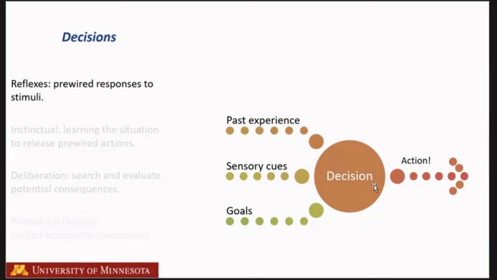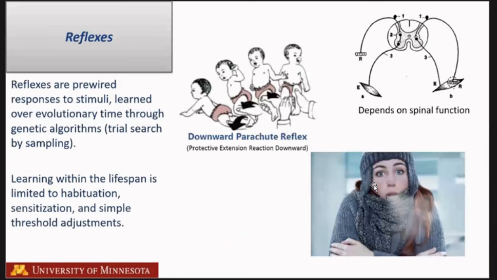So reflexes are actions, right? They are pre-wired responses to stimuli. They're learned over evolutionary time. Basically, your ancestors had these reflexes, they survived and procreated, therefore you have these reflexes, and they are things like throwing out your arms when you fall down so you don't break your nose, shivering when you're cold. Very importantly, we know the neurophysiology of it.